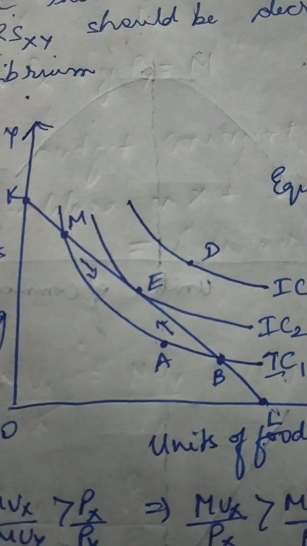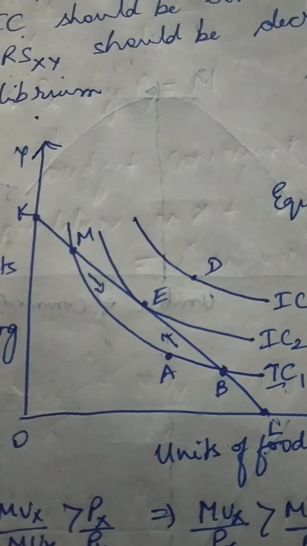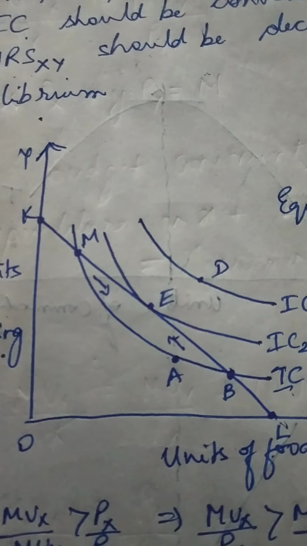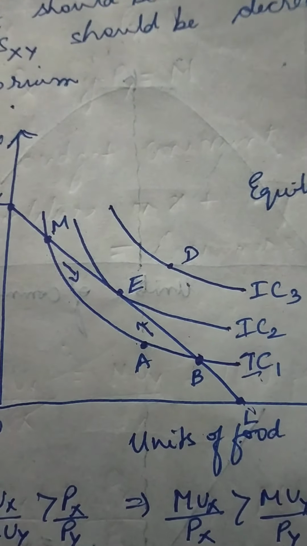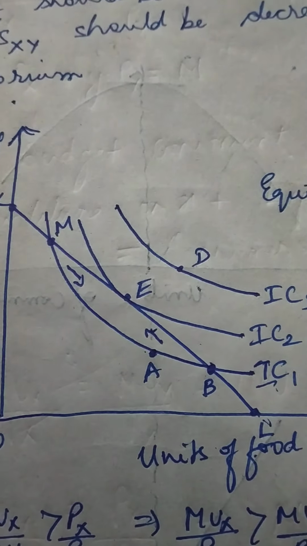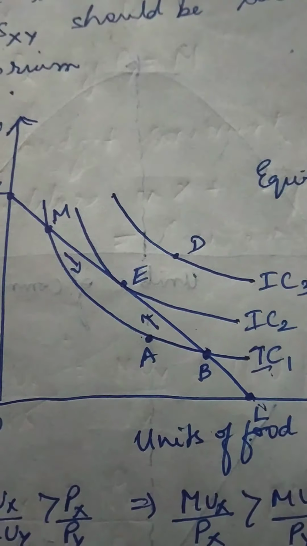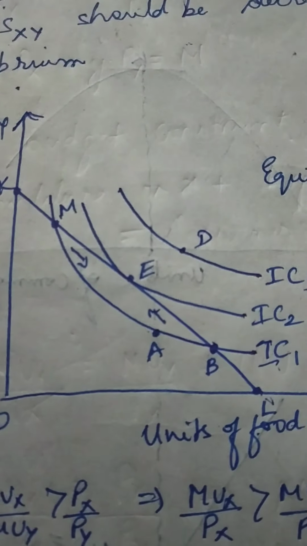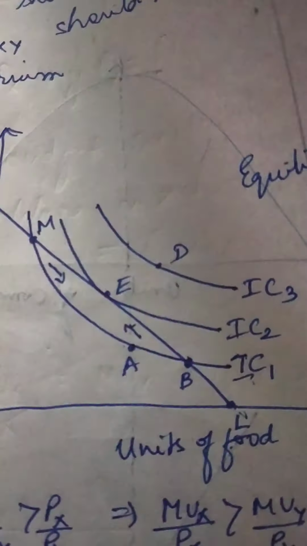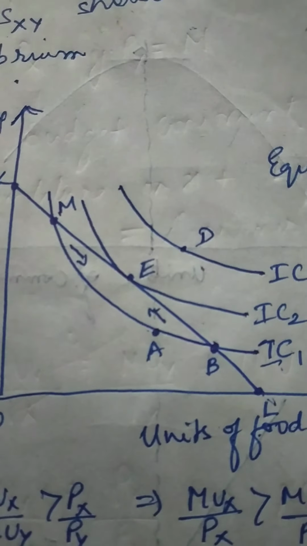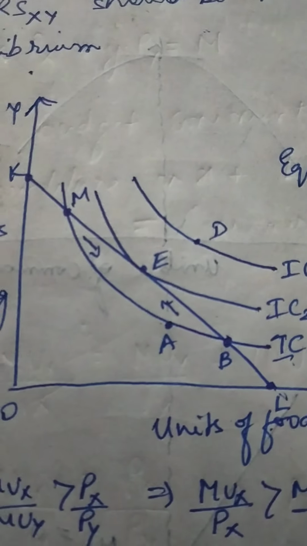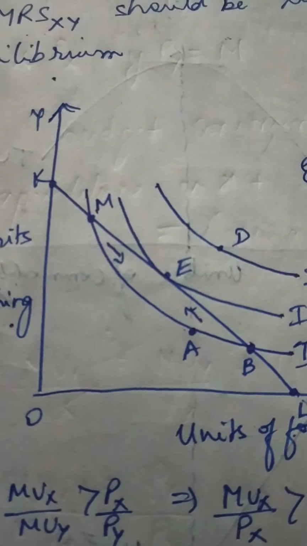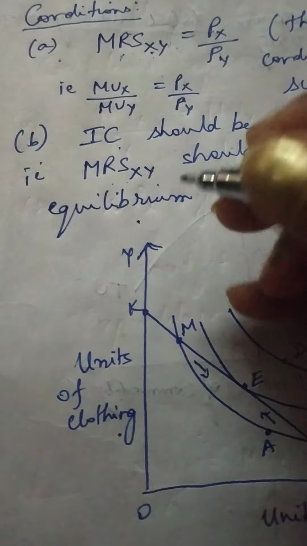So point A lies on the lowermost IC, IC1. That is why it is not preferred by the consumer. Now look at point B and point M. Both are on the budget line. That means here the consumer is spending his entire money income on both the commodity bundles, but still the consumer will not choose either commodity bundle B or M. The question is why? This is because look at commodity bundle M.